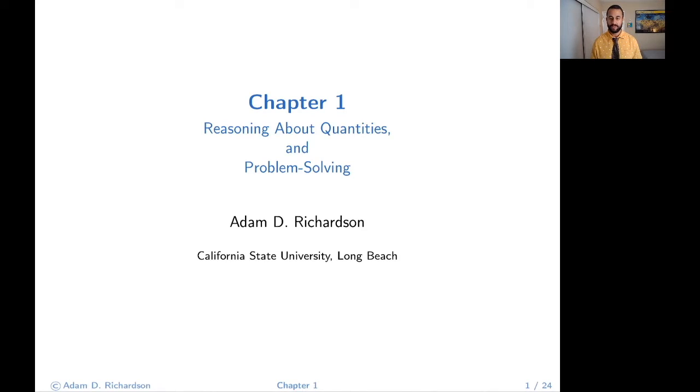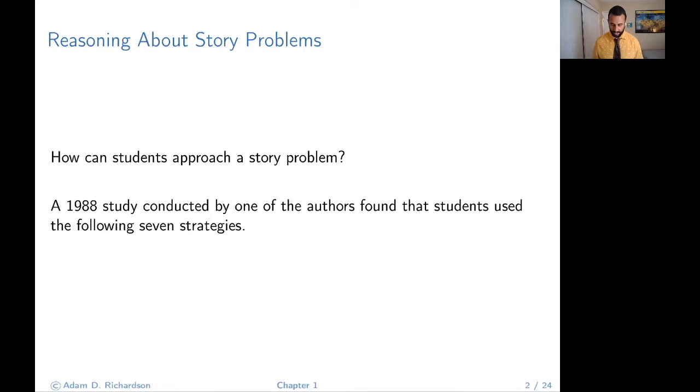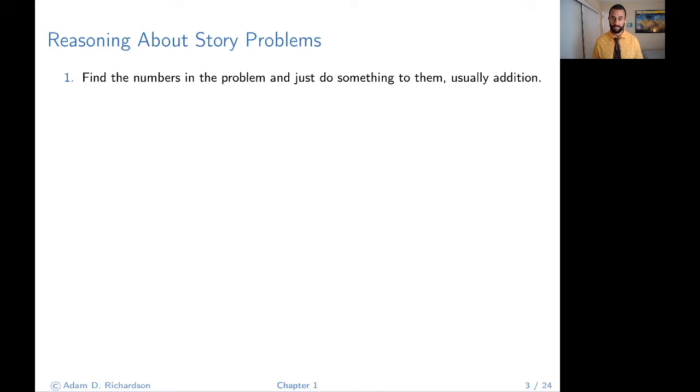Okay, so chapter 1 is all about reasoning about quantities and problem solving. So let's start with reasoning about story problems. And the question that we're going to ask ourselves is, how can students approach a story problem? That's the question. How can they do it? Well, a 1988 study conducted by one of the authors found that students used one of the following 7 strategies when they were interviewed after solving a problem.